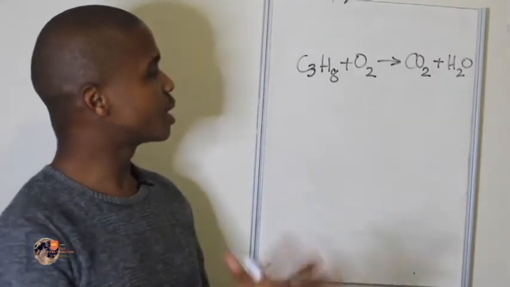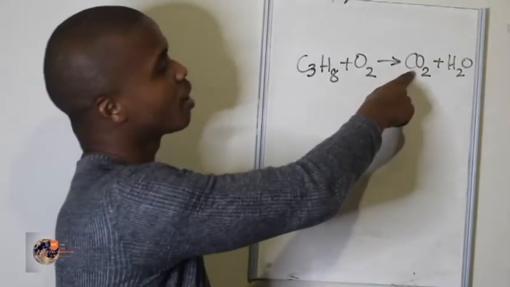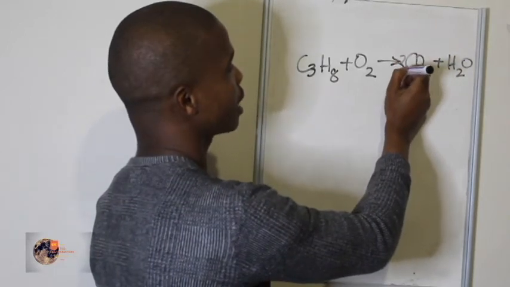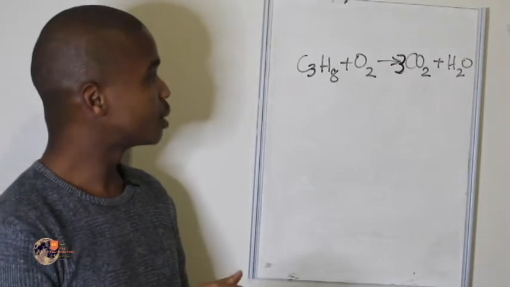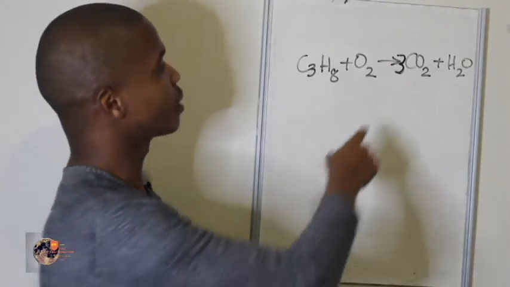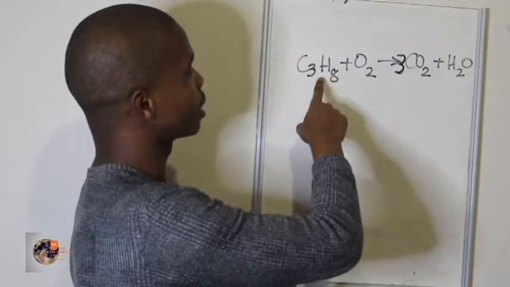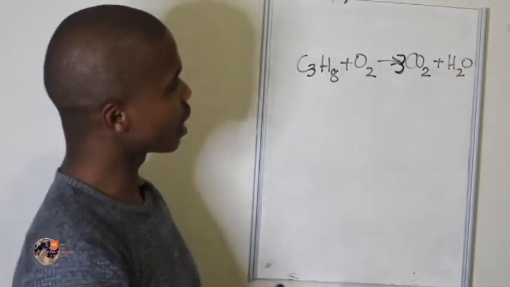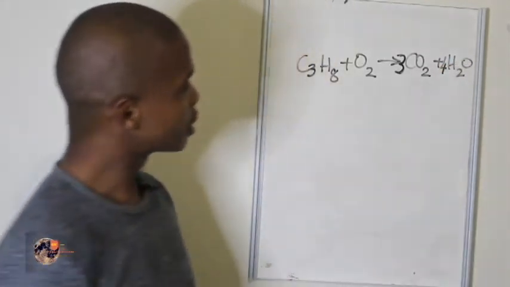So if we look at this equation particularly, you find that you have 3 carbons, and here you have 1. So we can balance that and put a 3 next to carbon. But now, here you have 8 hydrogens and then you have 2 on this side. So we can put 4 here.